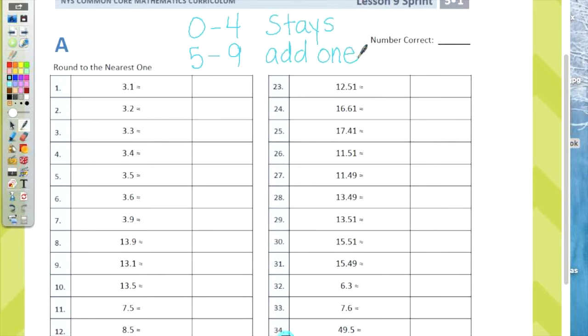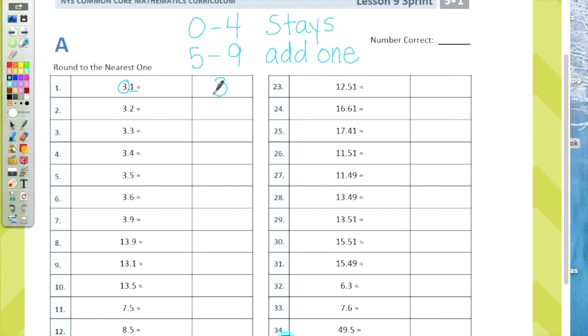Find the place value and circle that digit. The place value you're rounding to is the one you circle, okay? Move to the right and underline. Get it? 0 to 4, the 3 stays the same. 5 to 9, add 1 is the game. So what do we have here that we underline? A 1. So the 3 stays the same.